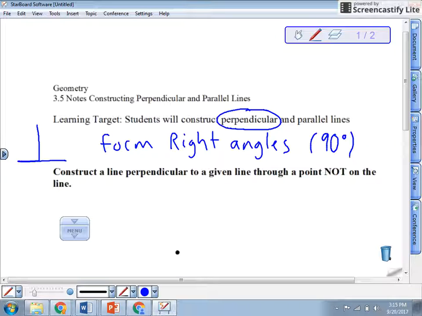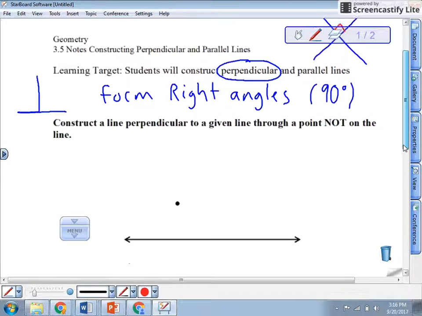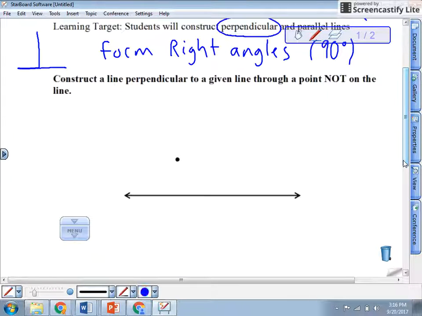Okay, so it's not just any intersecting lines, but they must form right angles. So if you see two lines that intersect, they're only perpendicular if they tell you it's a right angle or if they have that right angle symbol that we talked about. So there we go. Now that we know that, let's take a look at our first construction.